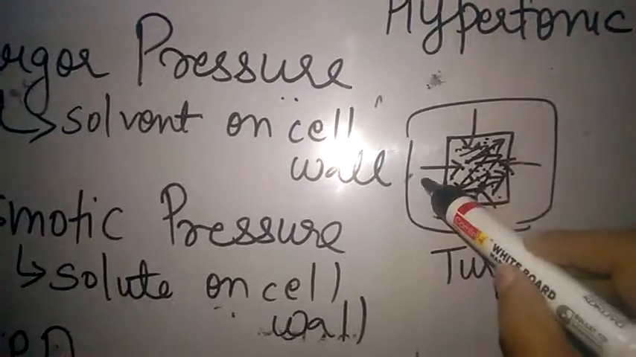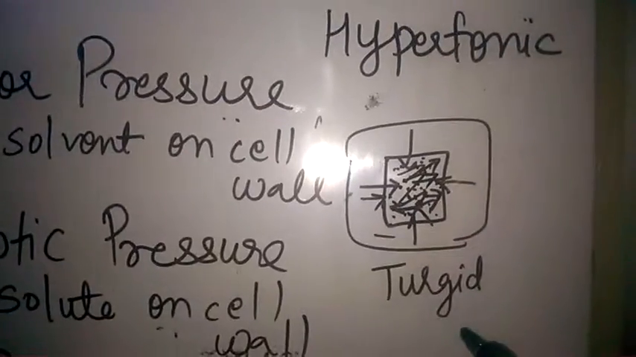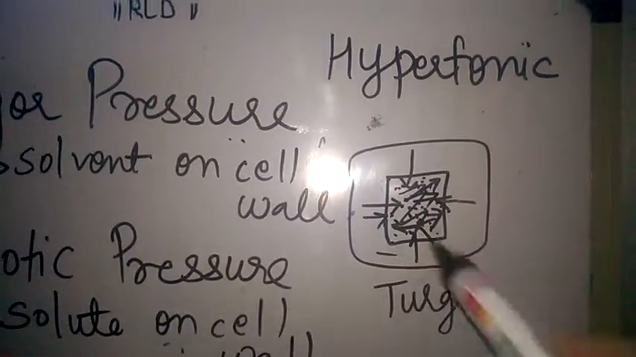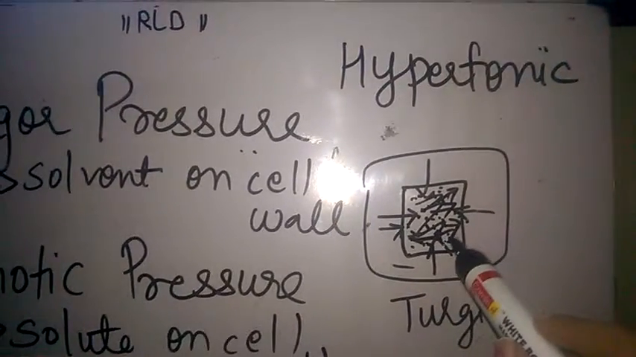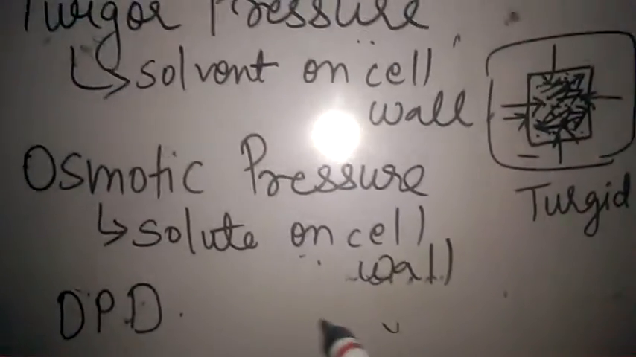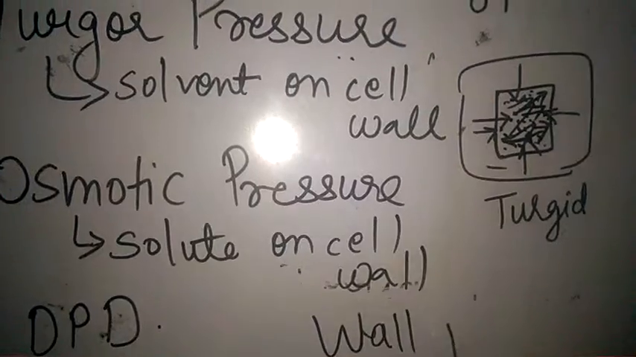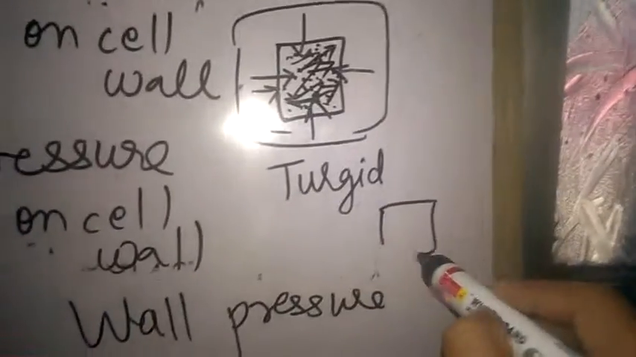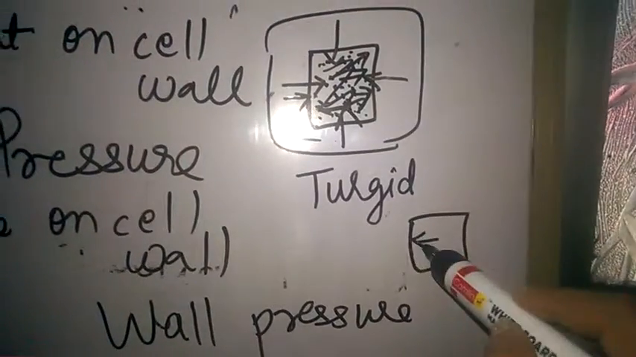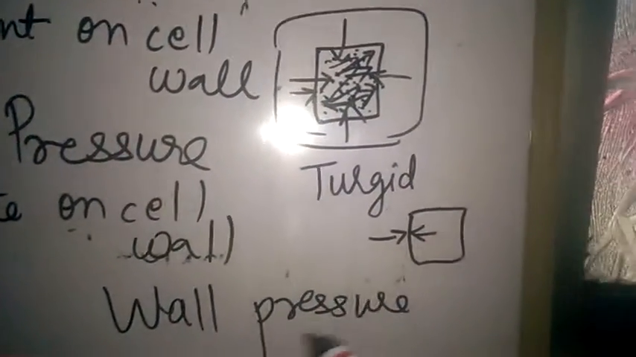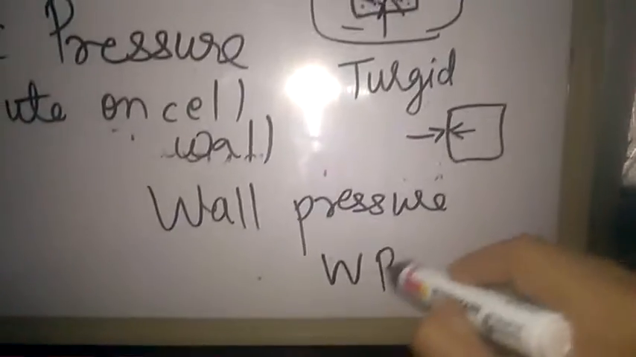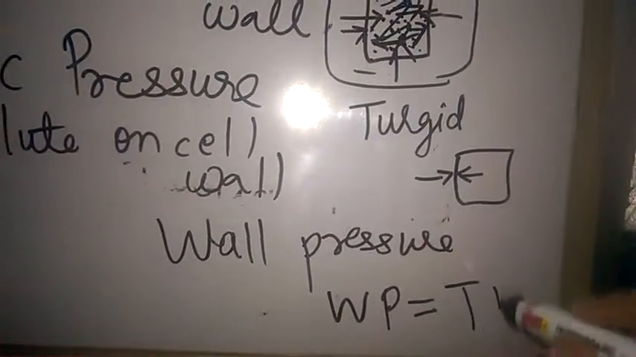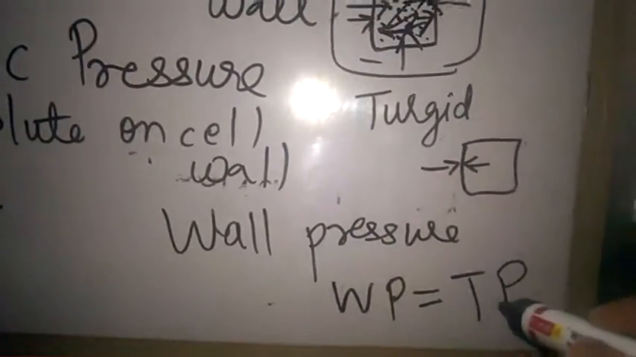Also, the cell wall applies an equal and opposite force on the solution which is present inside the plant cell. This pressure is called as wall pressure. In a fully turgid plant cell, wall pressure will be equal to the Turgor pressure. So WP is going to be equal to the Turgor pressure.